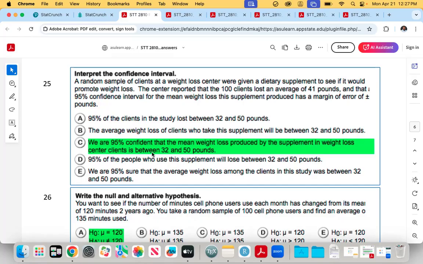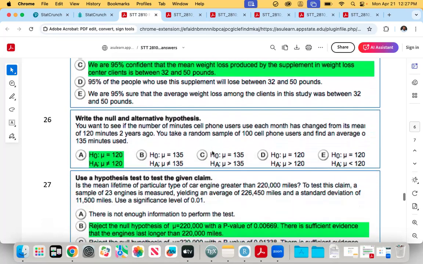The confidence interval interpretation shows the level of confidence that the true mean or the true proportion is between a certain interval. So that is what we have to do. So you have to be careful. It is not the sample average or the sample mean. It's always the population. So you just have to take note of that. Let's get to 26.